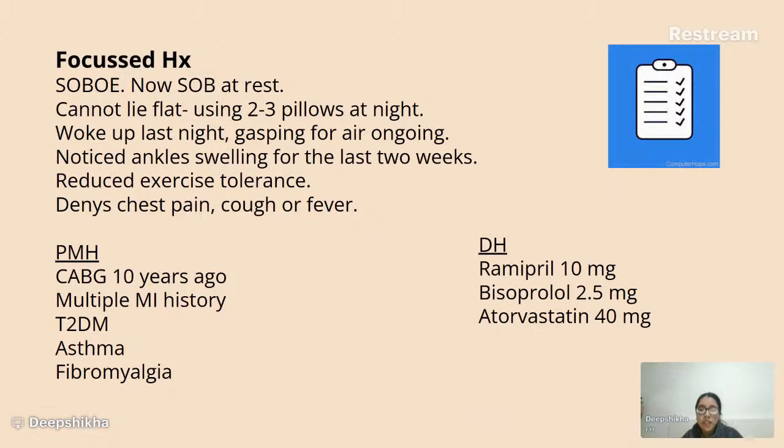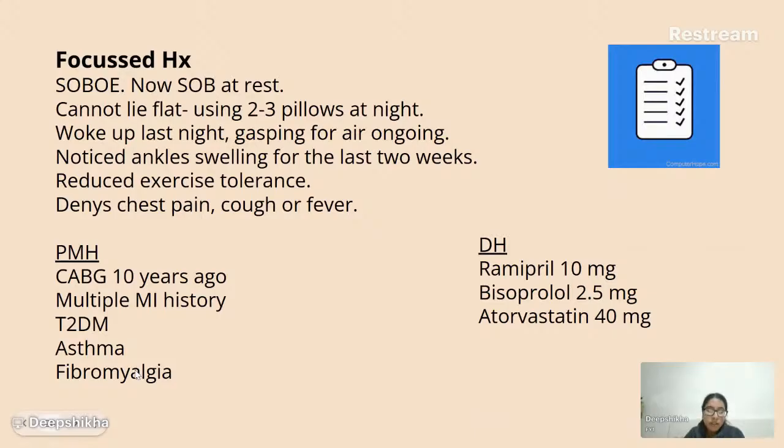Past medical history: she had a CABG 10 years ago. She's had multiple MIs in the past. She's type 2 diabetic. She has asthma, and she's got fibromyalgia as well. In terms of her drug history, she takes ramipril.